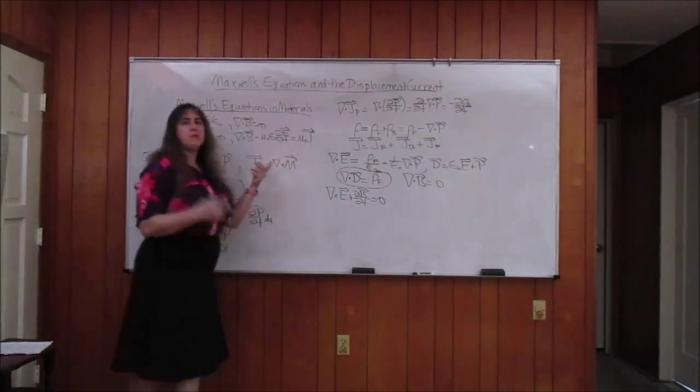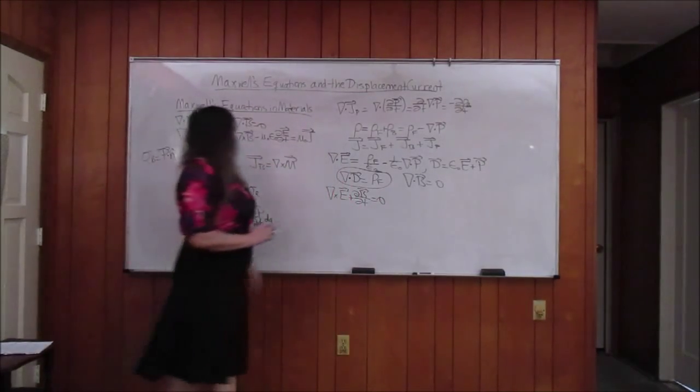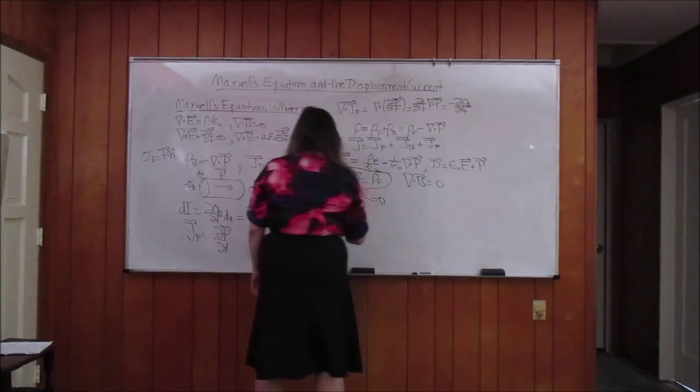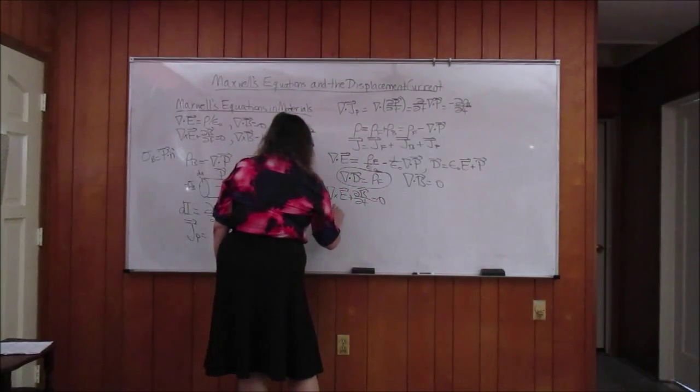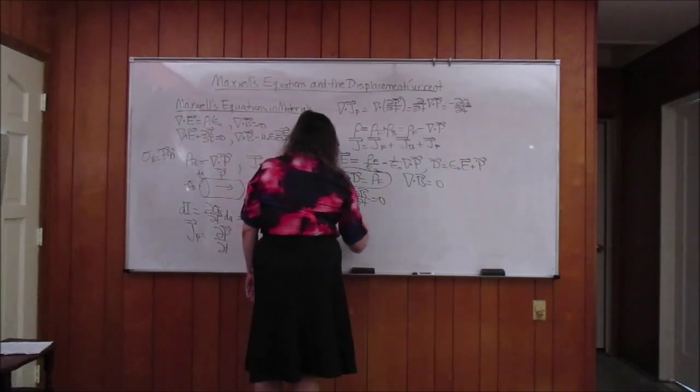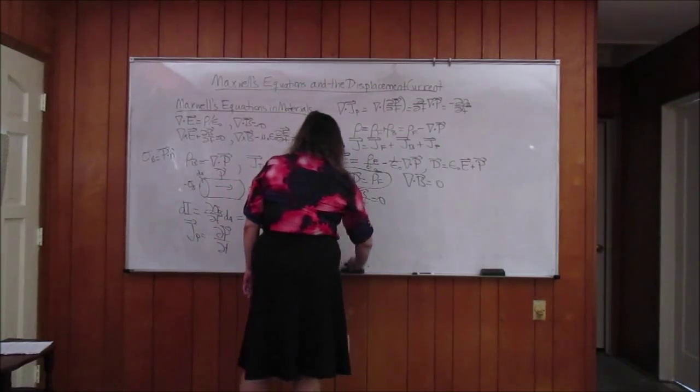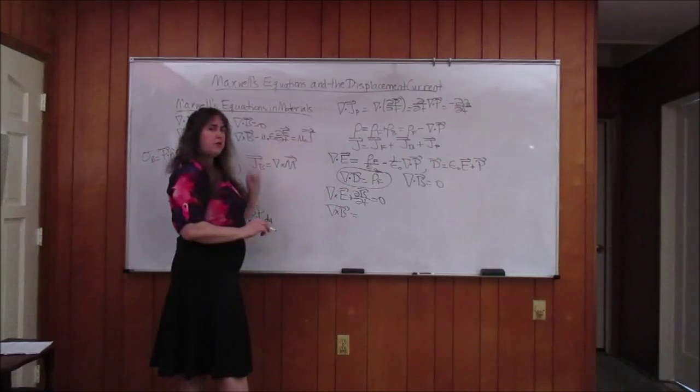However, the Ampere-Maxwell equation will change. So let's rewrite that as curl B minus mu naught. Actually, I'm going to move this term over to the right-hand side.